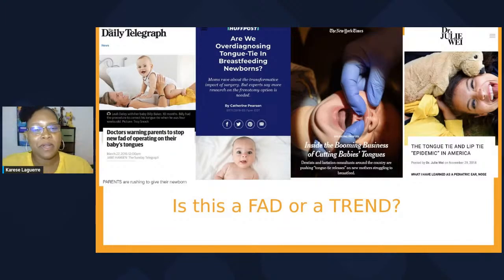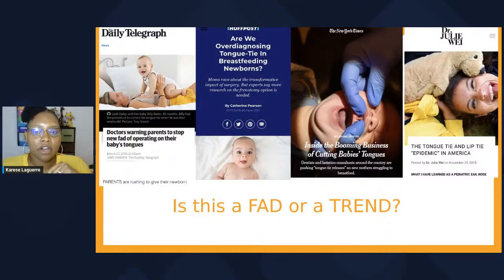Okay, so the big question that's going to come up is tongue ties, but it's really just a fad, right? Or it's just like a trend. Actually, it's not. Some of these articles, it's been very popular in the media. It comes up again and again. If you just heard about the New York Times article, this is like them coming back for the third or the fourth time writing about it.